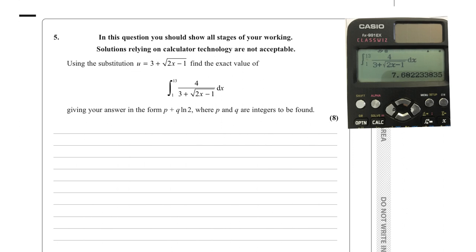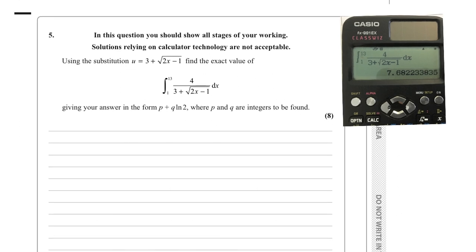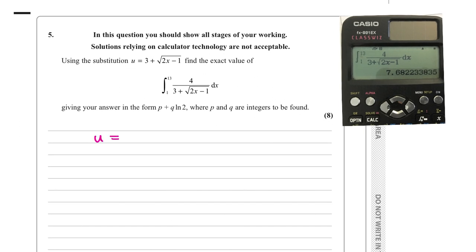So it's given as a substitution. So first things first, there's 2 things we have to do when we have substitution. We have u equals 3 plus (2x minus 1) to the half. I need to do 2 things. Number 1, I need to rearrange. Number 2, I need to differentiate. Okay? So I'm going to get ((u minus 3) squared plus 1) divided by 2 equals x.